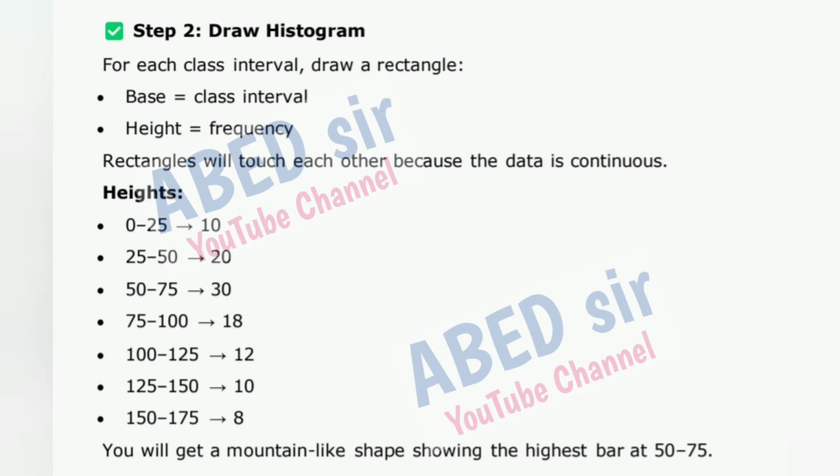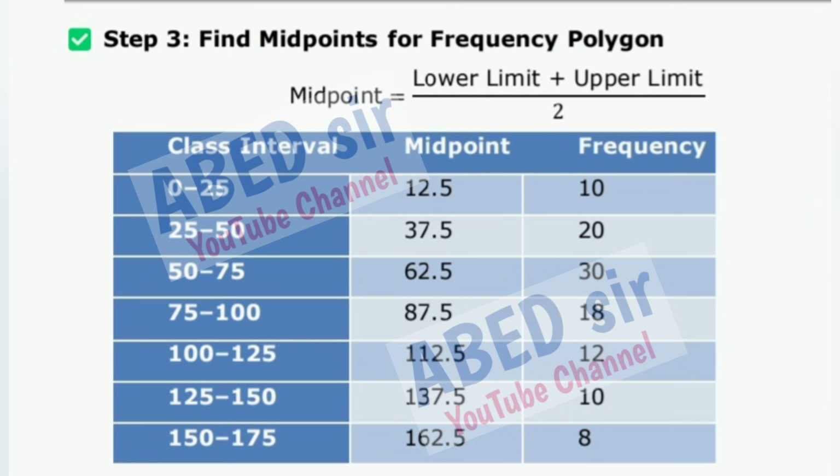Heights: 0 to 25: 10. 25 to 50: 20. 50 to 75: 30. 75 to 100: 18. 100 to 125: 12. 125 to 150: 10. 150 to 175: 8. You will get a mountain-like shape showing the highest bar at 50 to 75. Step 3. Find midpoints for the frequency polygon.